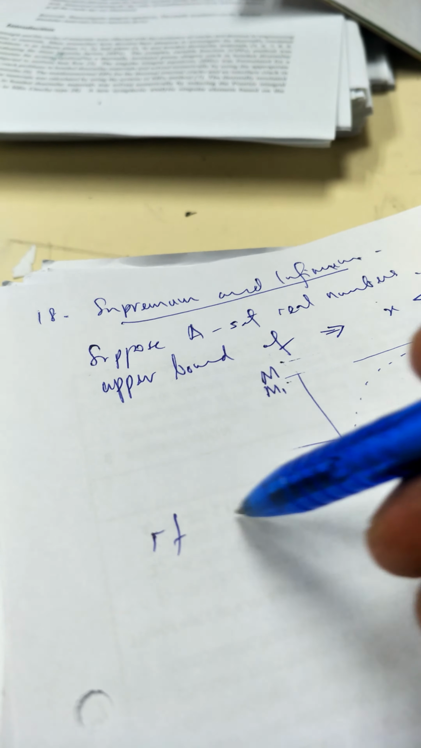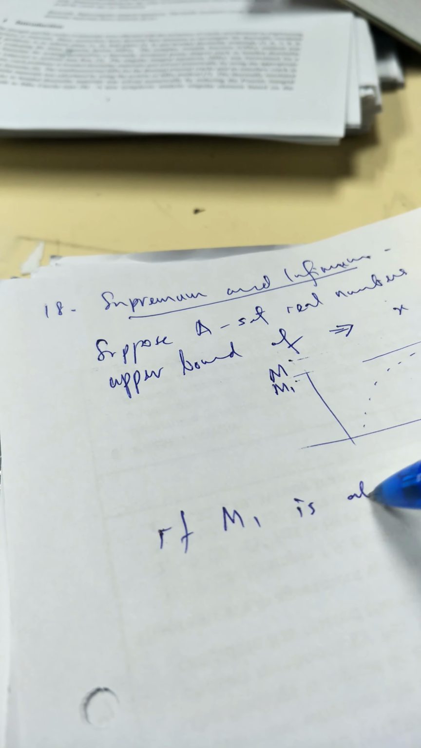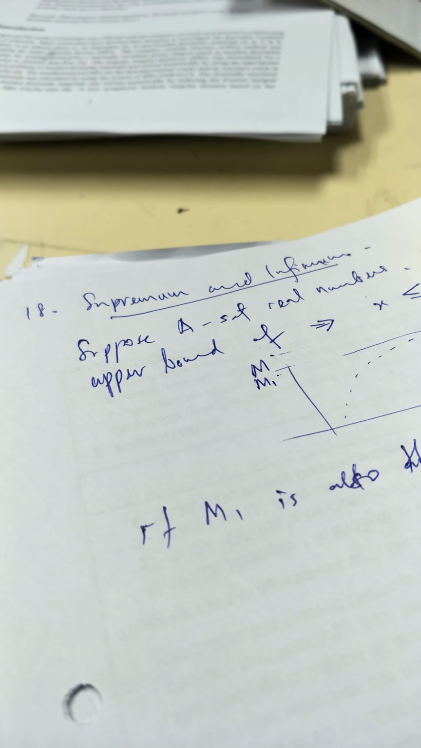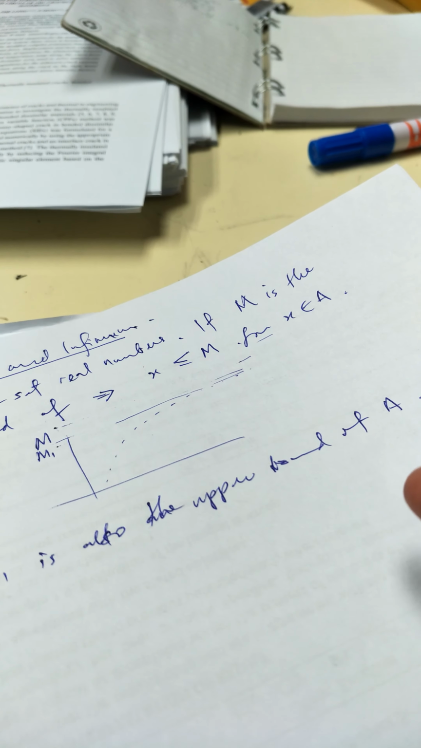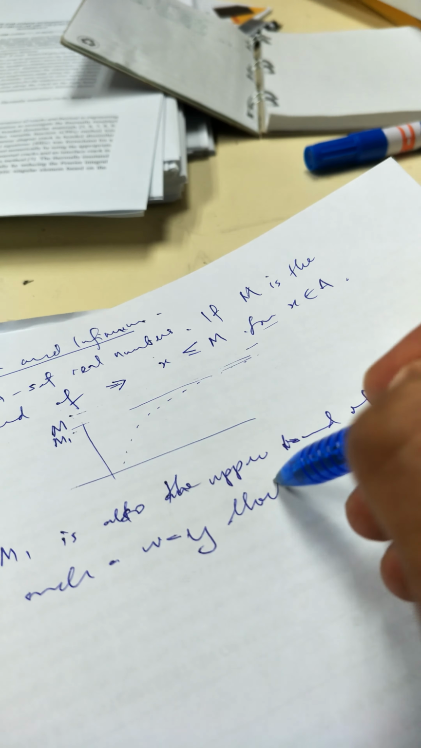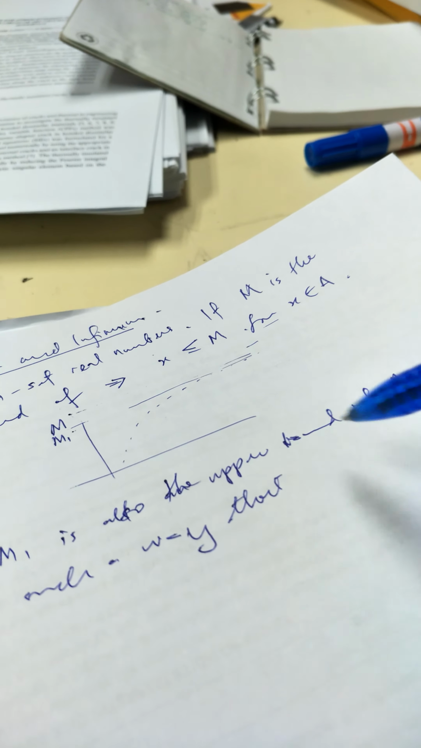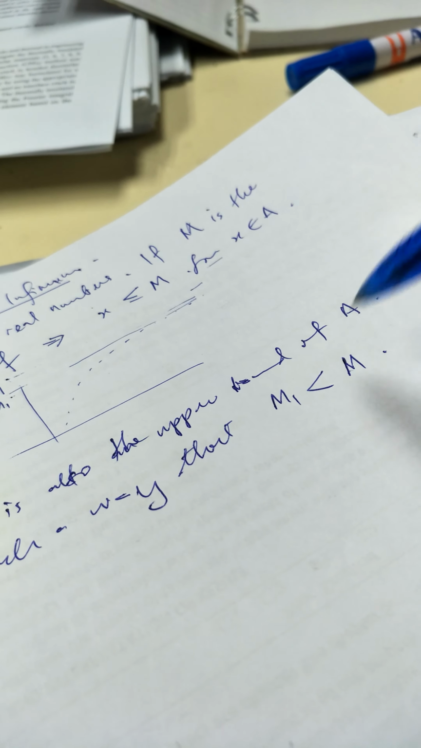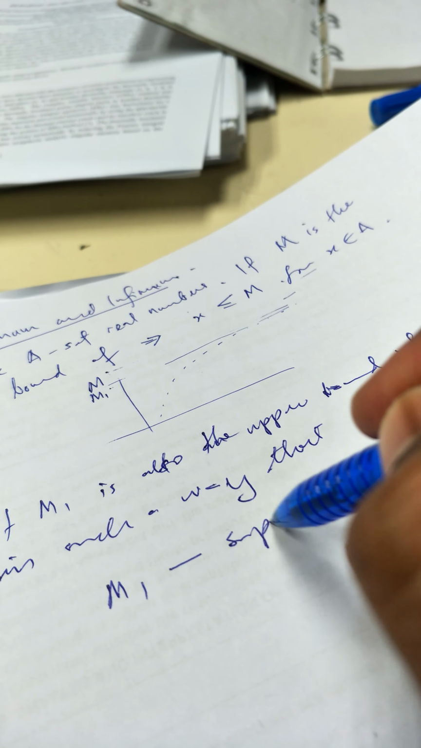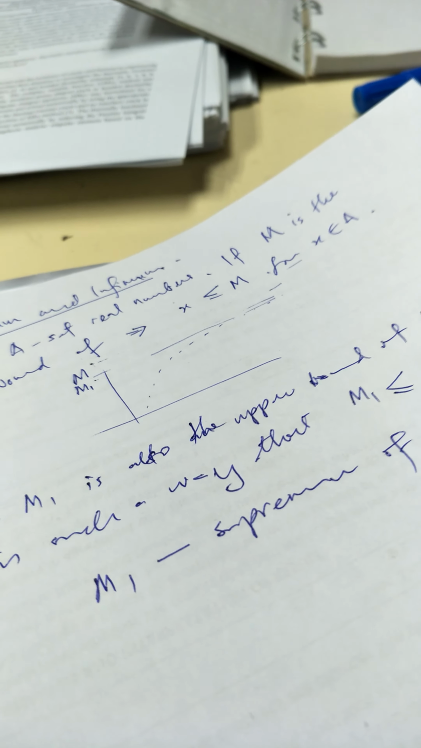So if m1 is also an upper bound of A, in such a way that m1 is less than or equal to m, then we say m1 is the supremum of A.